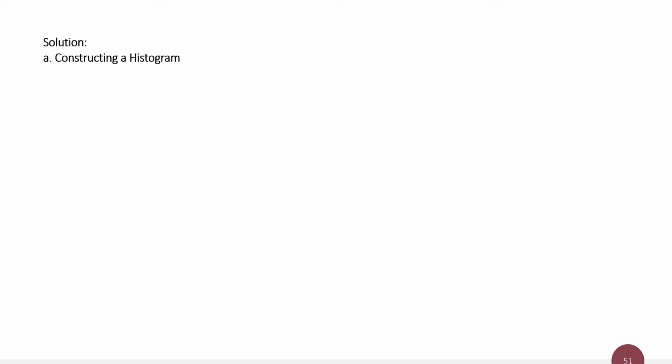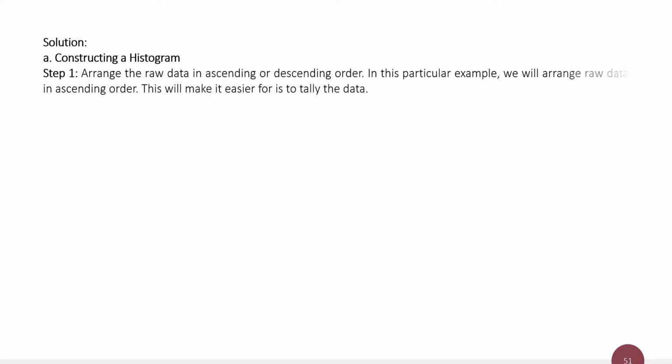Okay? So, the first step para sa constructing a histogram is arrange the raw data in ascending or descending order. So, in this particular example, we will arrange raw data in ascending order. So, this will make it easier for us to tally the data. So, dito, any of the order. So, pwedeng ascending or descending. So, it's up to you. Pero dito, sa ating example, ang gagawin natin is ascending order.